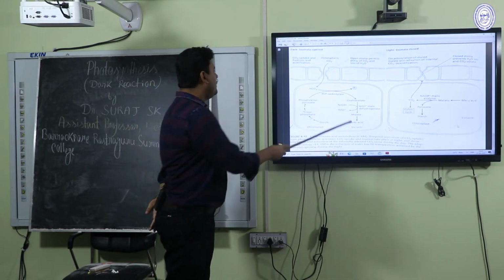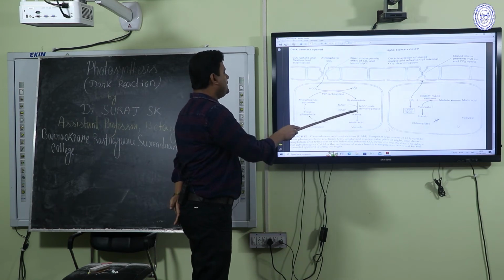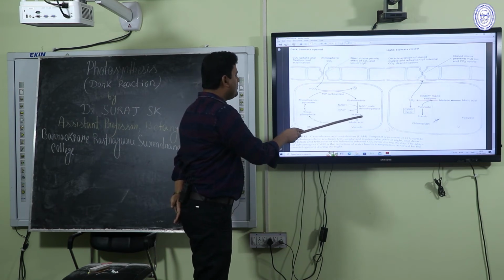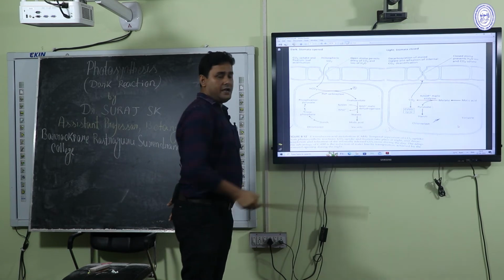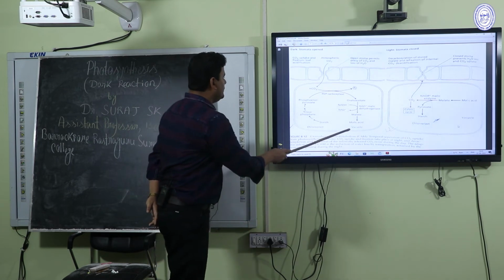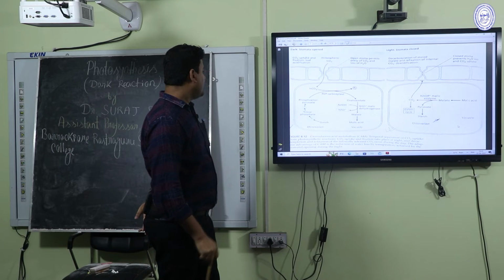It will produce oxaloacetate. Then this oxaloacetate will be converted into malate, then malic acid, and you can see here the whole procedure in the vacuole.